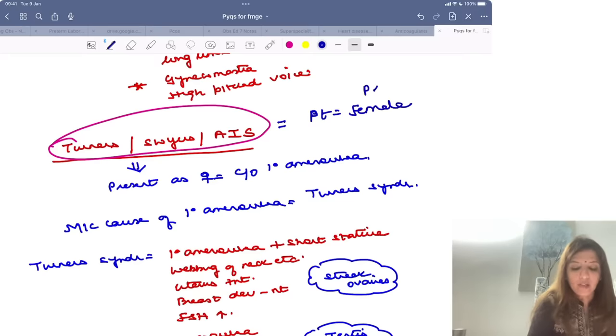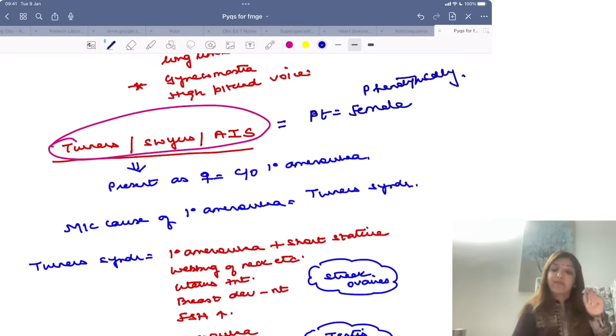So, phenotypically patient is female patient. Right? And patient primary amenorrhea ki tarike se aayegi. Right? Kabhi bhi aisa nahi hoga ki wo ek male hoga. Turner syndrome ki patient is a female patient. Swyer syndrome ki patient is a female patient.